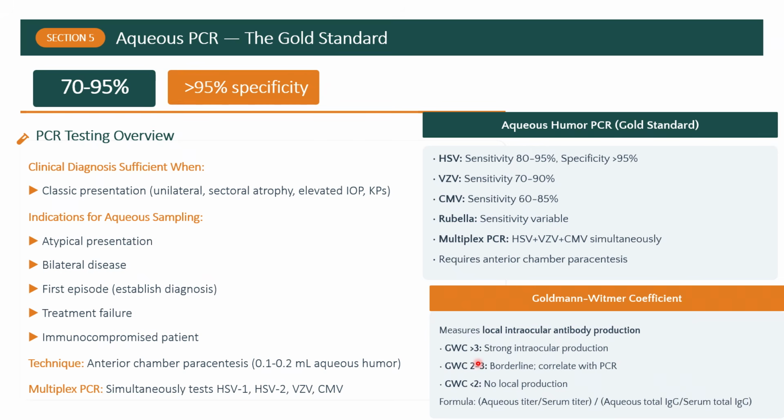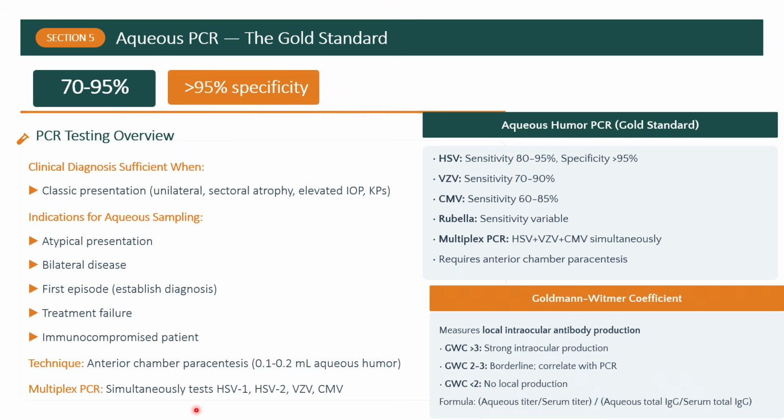If the value is greater than 3, this is a strong indicator of intraocular antibody production. Between 2 and 3 is borderline. Less than 2 may be due to local production of immunoglobulin, but does not necessarily confirm the diagnosis. So we have to do the PCR first. If it comes back negative, this doesn't rule out the disease. You have to go for the Goldmann-Witmer coefficient.